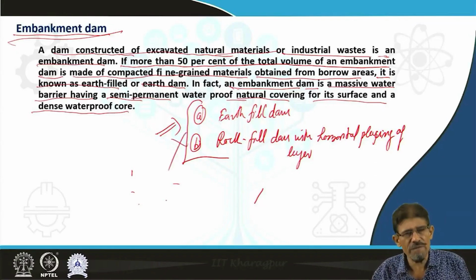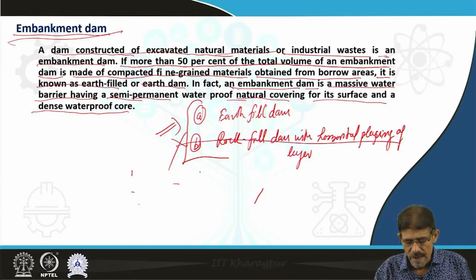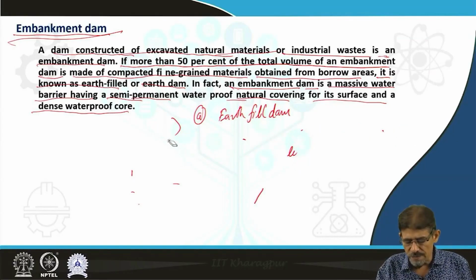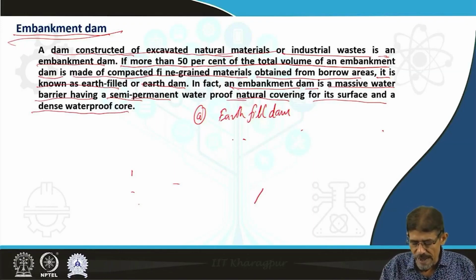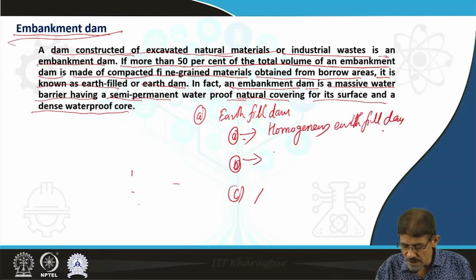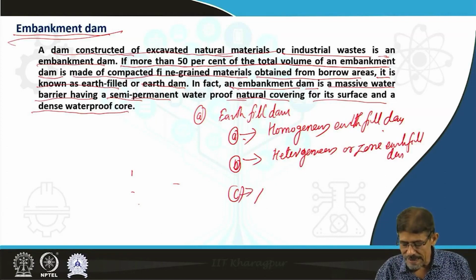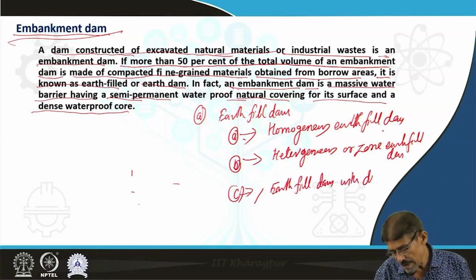Partially this rock-filled dam we can also consider under the embankment. Here we are going to elaborate about the earth-filled dam following this concept of the embankment. This earth-filled dam can be divided into three categories: homogeneous earth-filled dam, heterogeneous or zoned earth-filled dam, and third, earth-filled dam with diaphragm.